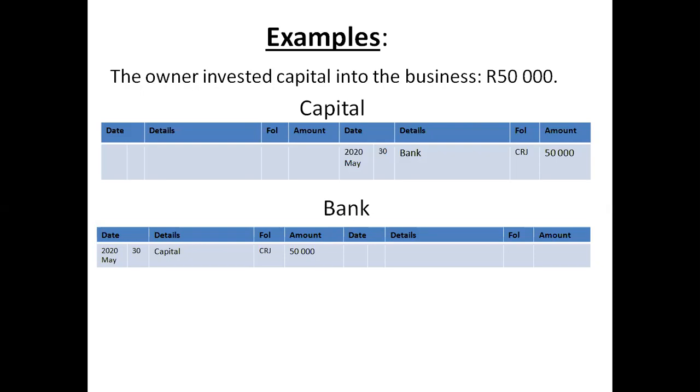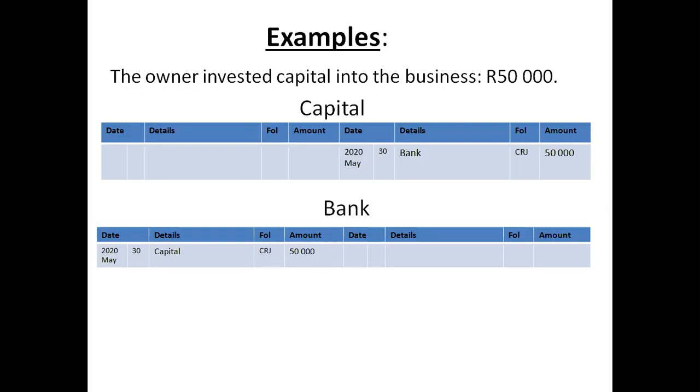Right, so with bank, I think you know the date by now. And then with details, now you're going to write the other friend's name in. So you get this information from capital. Still, your journal will be the same, the CRJ. Still, your amount is going to be the same, the 50,000.